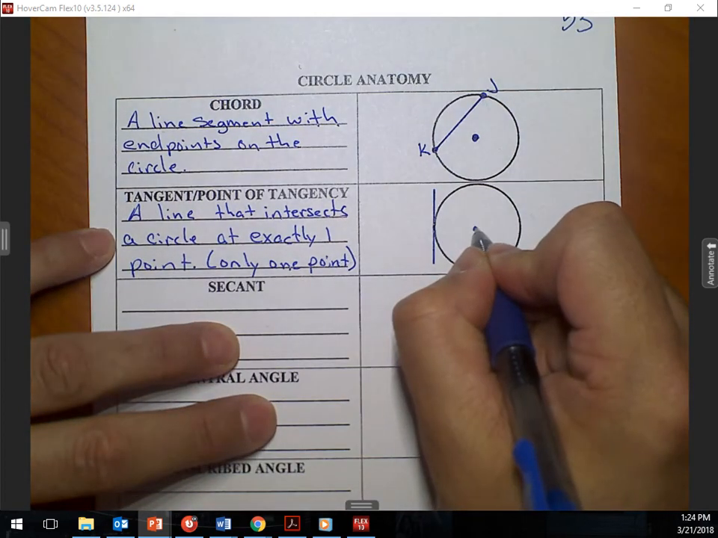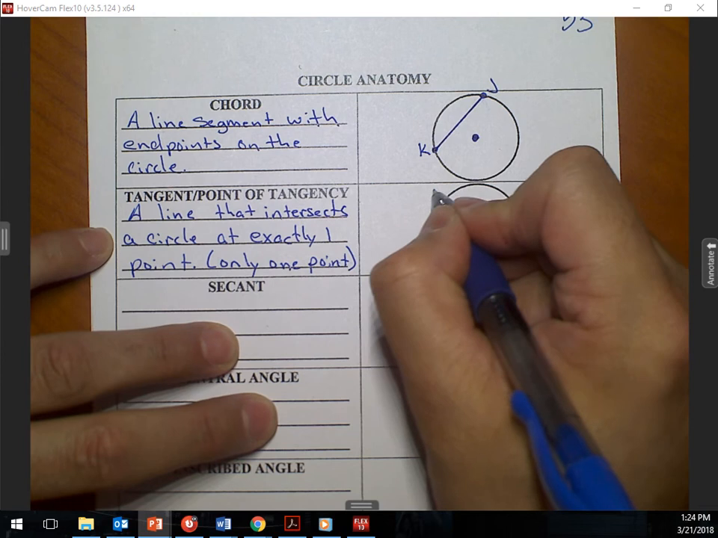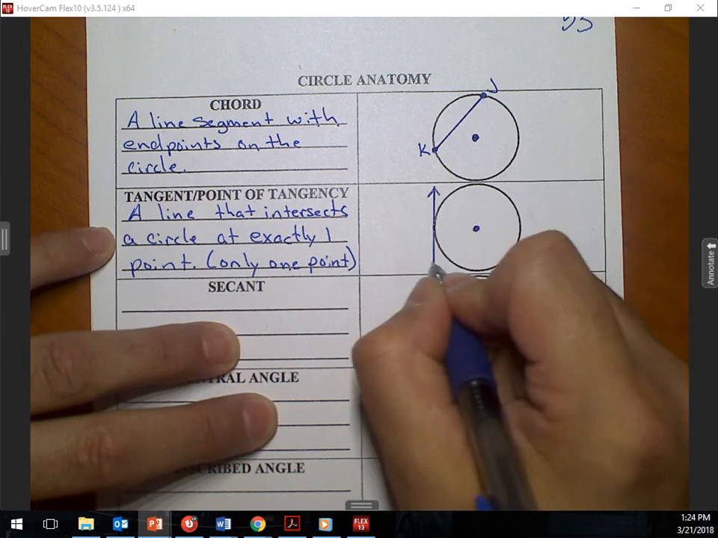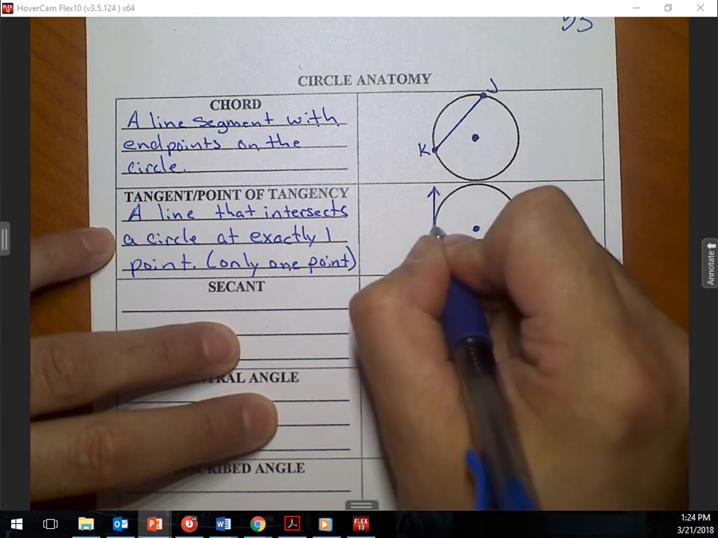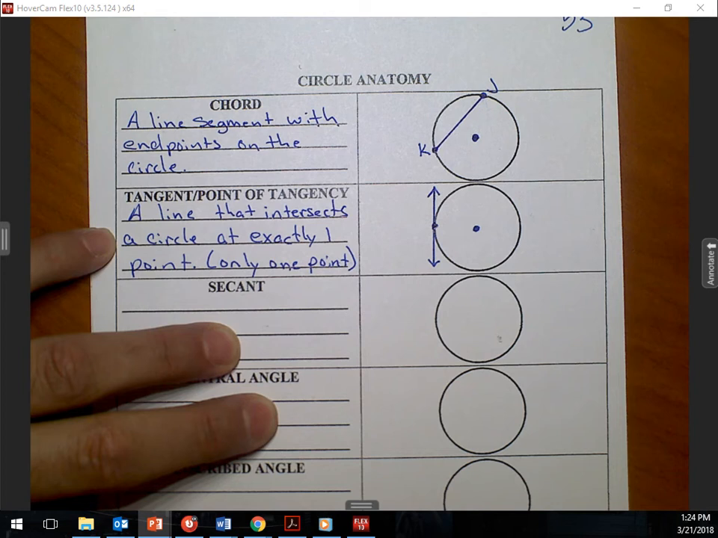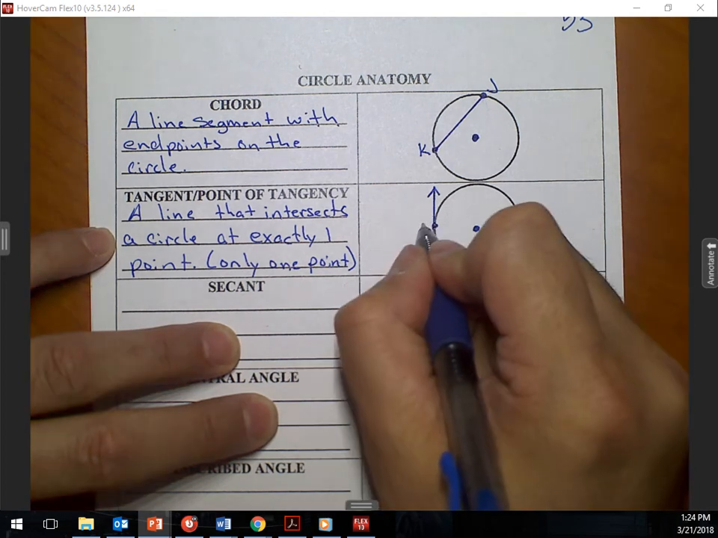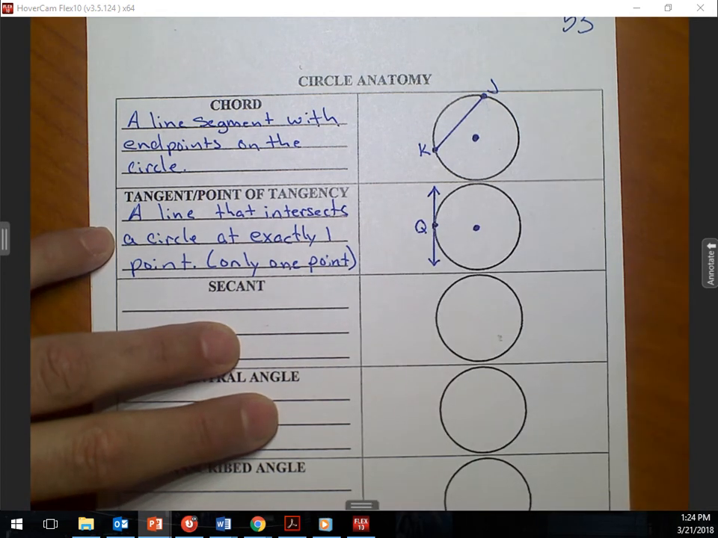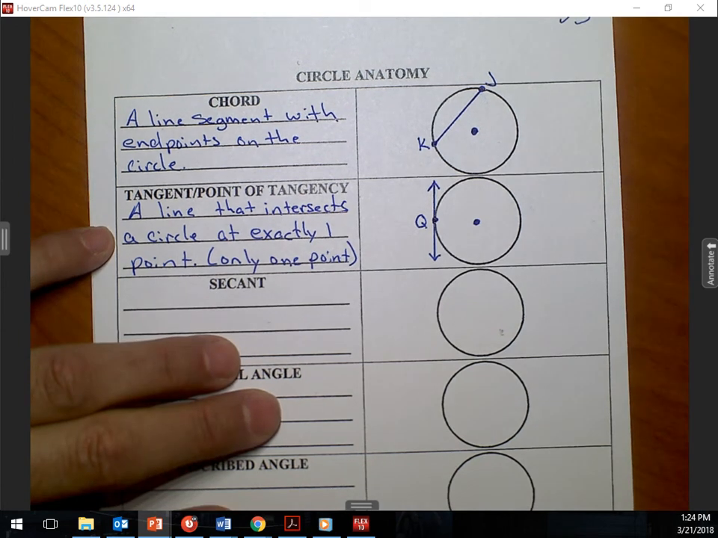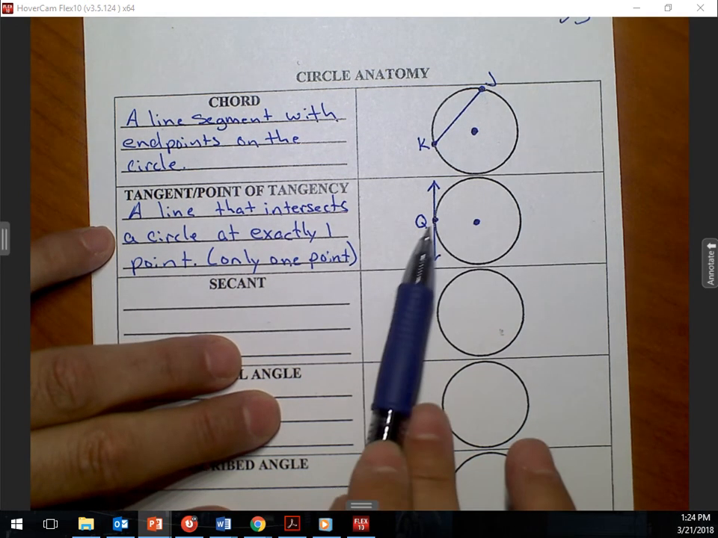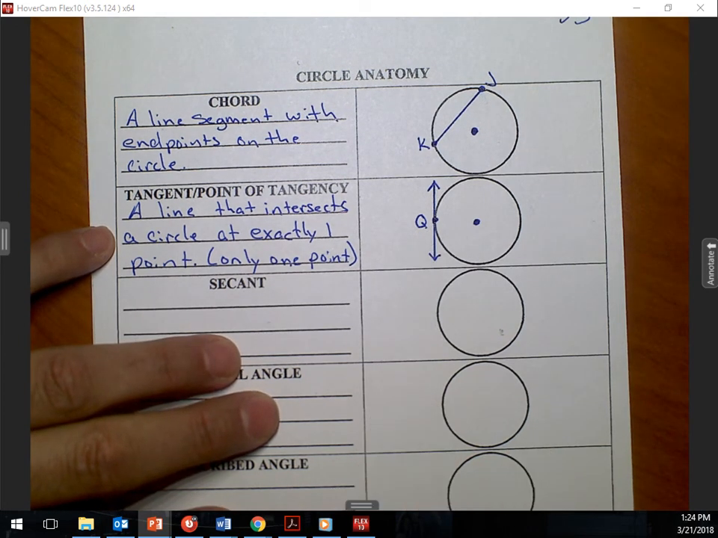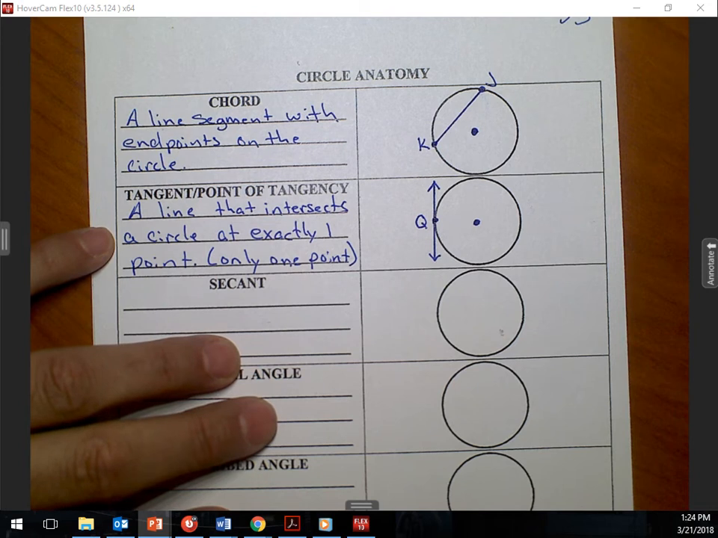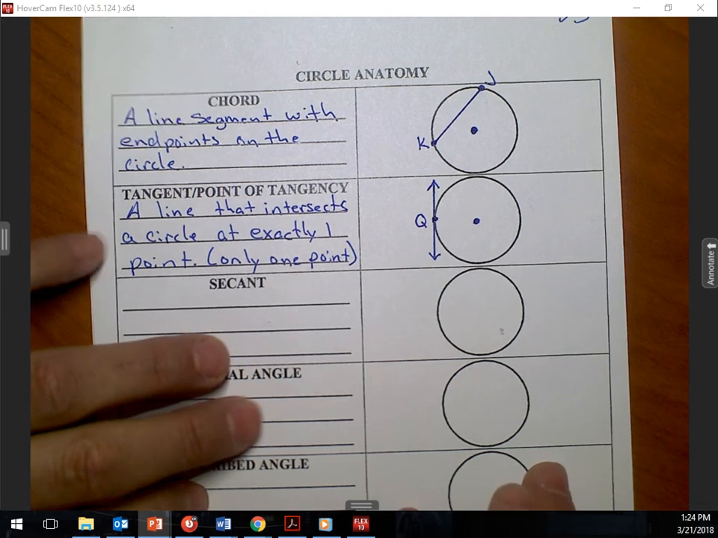I have the center of my circle over here, my arrows, and then I have my label as point Q. So now it is only touching at one point. Okay, you guys drawing these? Hopefully.